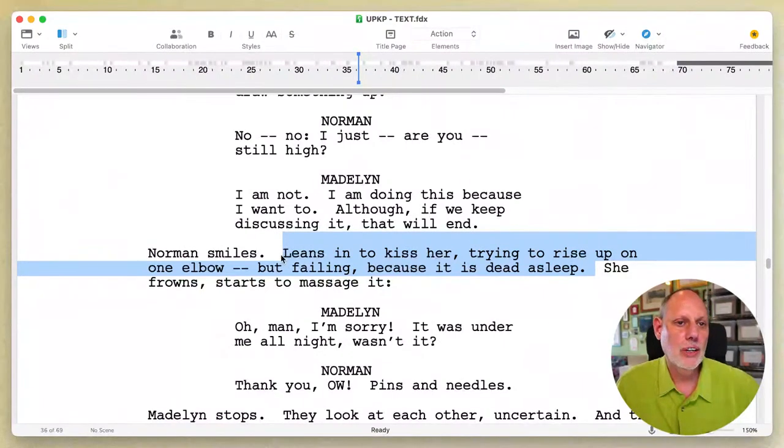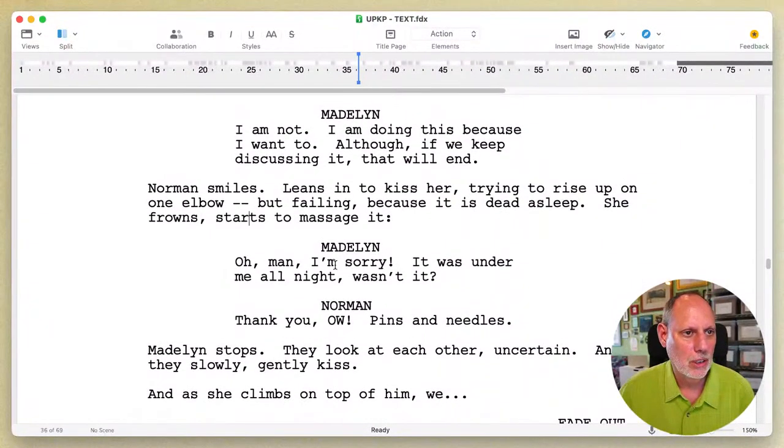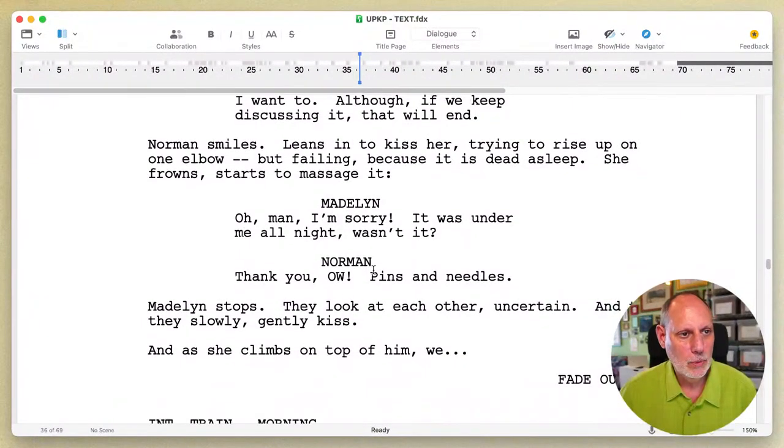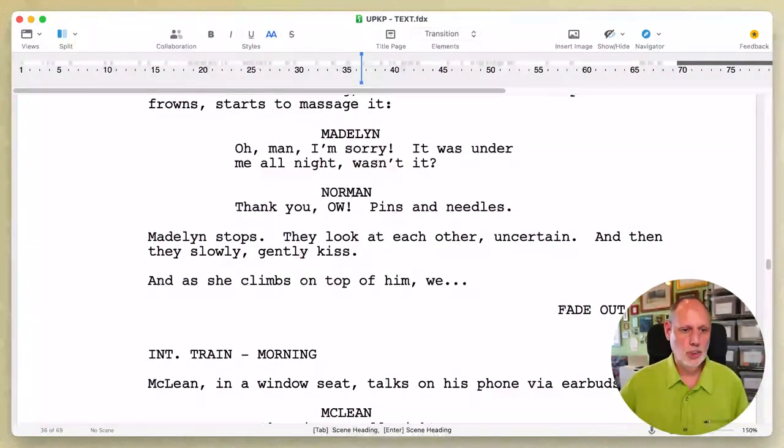Leans in to kiss her, trying to rise up on one elbow, but failing because it is dead asleep. She frowns, starts to massage it. Oh man, I'm sorry, I was under you. It was under me all night, wasn't it? Thank you. Ow, pins and needles. Okay. This is good. This is a good scene.